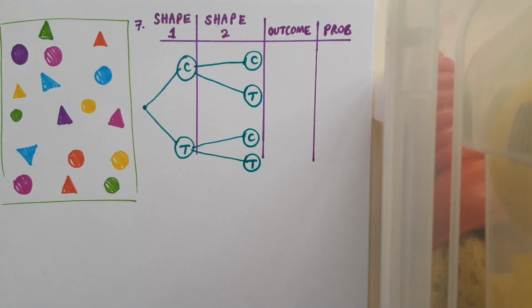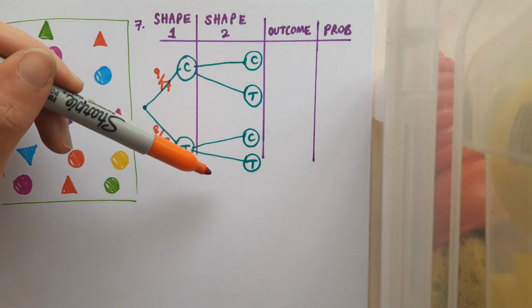And I'm just going to fill in my probabilities now. So on my first selection, I've got 9 over 17 as my probability of choosing a circle, and 8 over 17 for a triangle. But just watch out, once that shape comes out, it's not replaced, so that'll affect the subsequent probabilities in the second column.